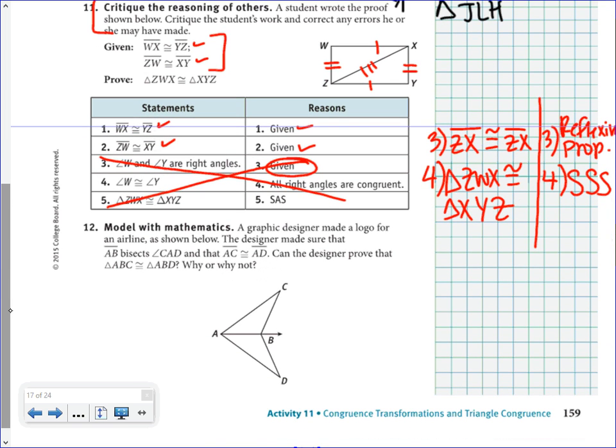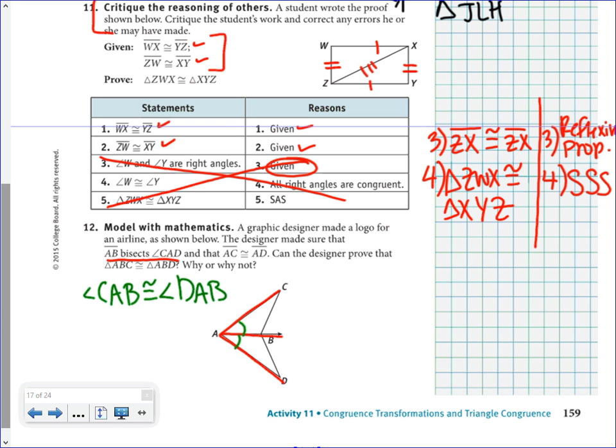Looking at number 12. They made a logo of an airline as shown. The designer made sure that AB bisects angle CAD. So CAD is being bisected by A. So that means that we have two angles that are congruent. This angle is congruent to that angle. Angle CAB is going to be congruent to angle DAB.